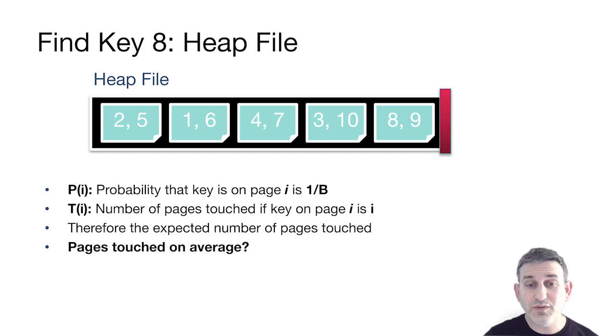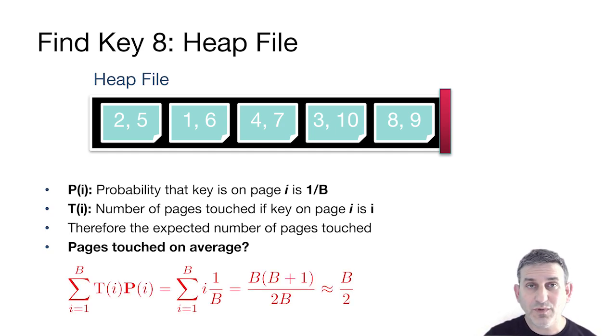And therefore, we can compute the expected number of pages touched in a fairly straightforward way. And we'll use this equation down at the bottom to do it. For a given page, we're going to take the probability that it's on that page, p_i, and multiply it by the cost to get that page, which is t_i. That's the number of pages we touch if it's on that page. And we'll simply sum that up, the probability times the cost, across all the pages, and that gives us the expected cost. So t_i times p_i, just substituting in, gives us i times 1 over b.